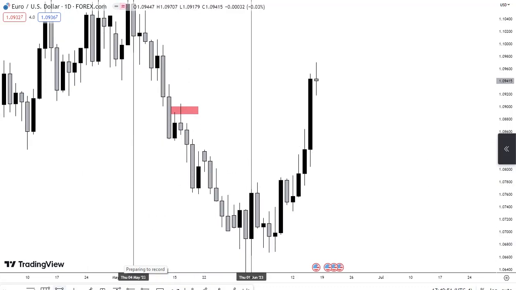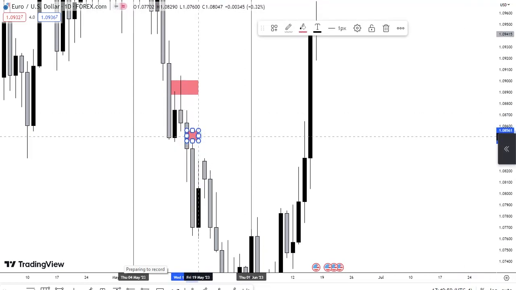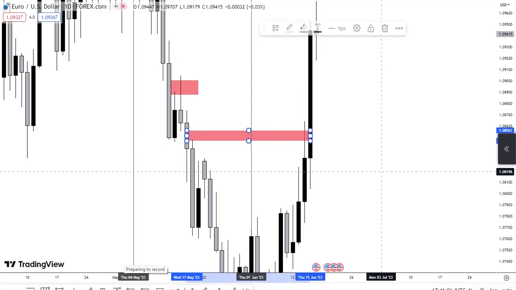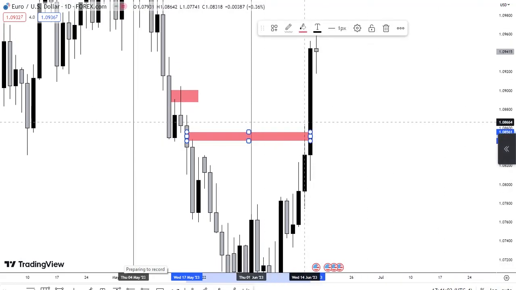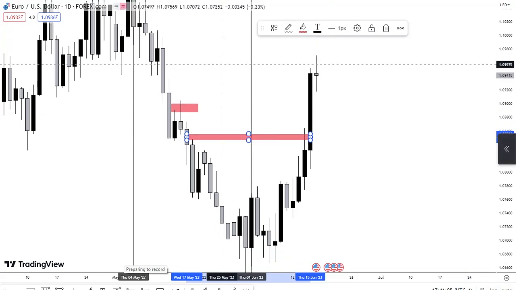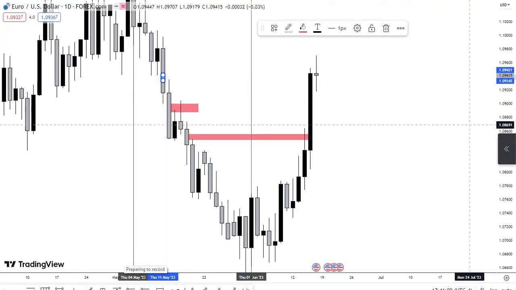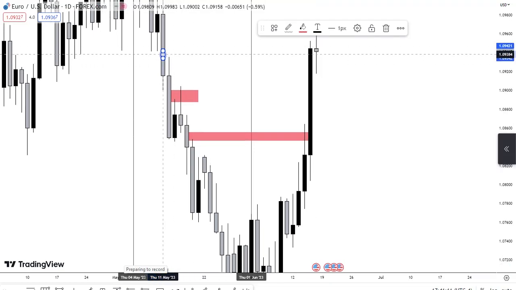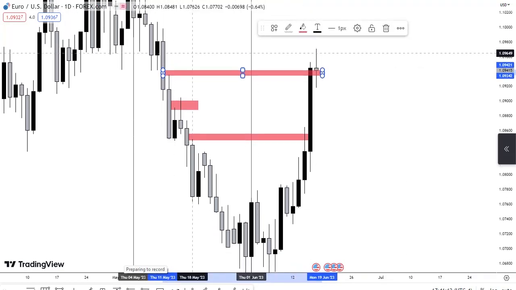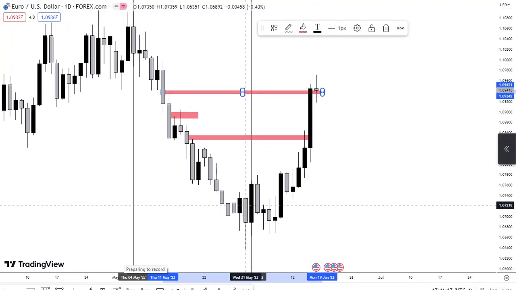This gap, this fair value gap right here, price... but when it's like this, it becomes an inverted gap. Price managed to fill it right here. So in other words, price tends to revisit these key areas if you pay attention in future price, if that makes any sense.